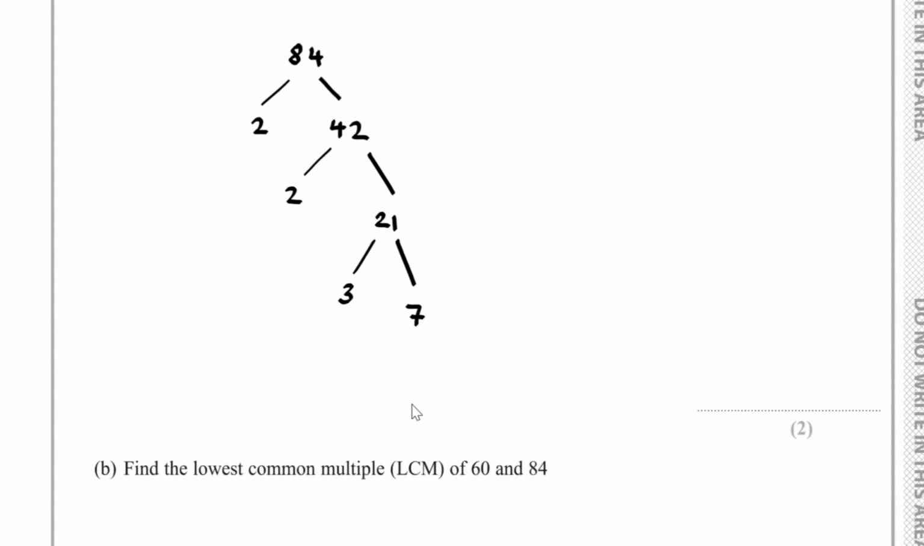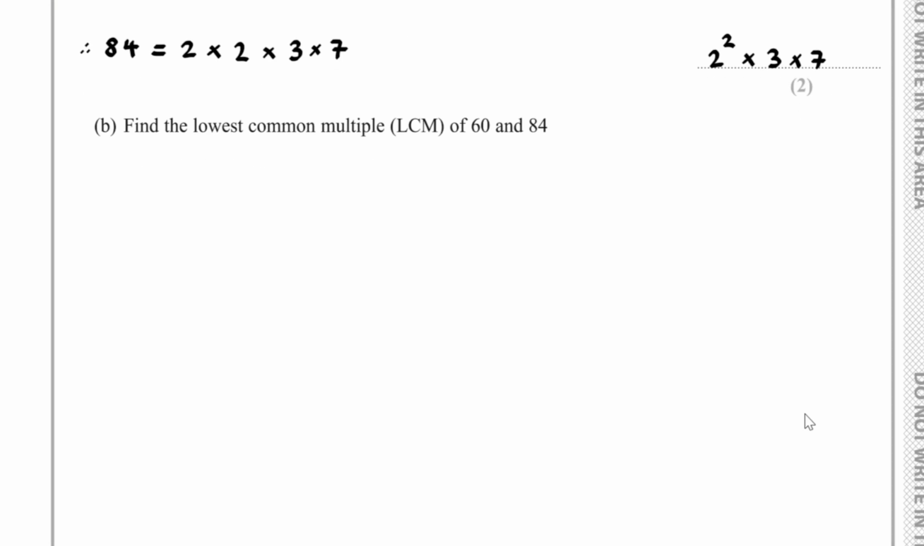And so therefore 84 is the same as 2 times 2 times 3 times 7. In other words, we've got 2 to the power of 2, that represents 2 times 2, multiplied by 3, multiplied by 7. Then for part B, we have to find the lowest common multiple of 60 and 84.